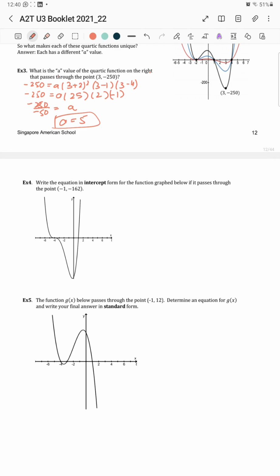Write the equation in intercept form for the function graphed below if it passes through the point (-1, -162). So at this point it is a triple root. At this point it's 1 and it's a single root. So it can be written as y is equal to a(x + 4) whole cubed (x - 1). So -162 is equal to a(-1 + 4) whole cubed.